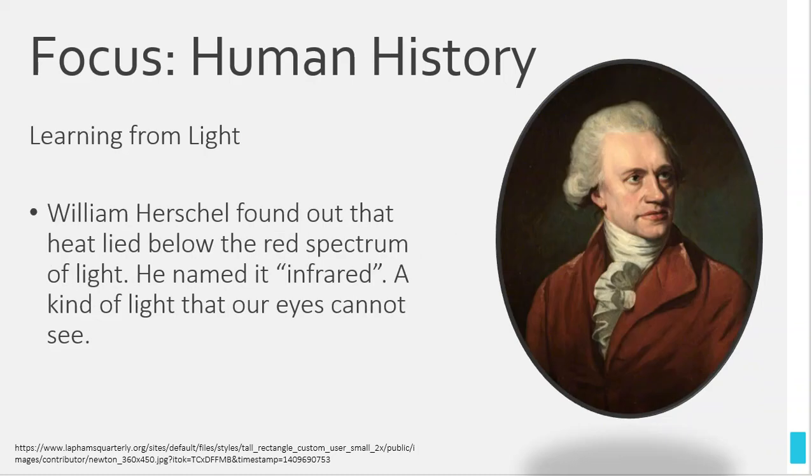In the year 1800, the scientist William Herschel placed thermometers on the blue and red spectrum of the light, trying to figure out what was the color that carried the sun's heat. Applying the scientific method, he also placed one outside the visible spectrum as the control thermometer. He found out that heat lies below the red spectrum of the light, and he named it infrared, a kind of light that our eyes cannot see.